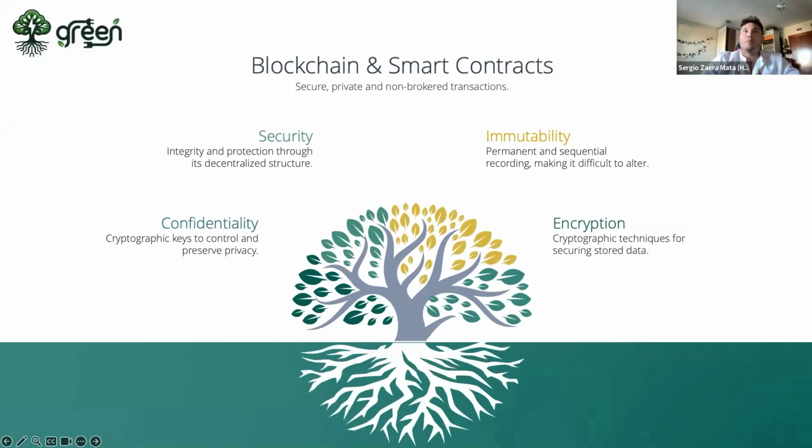So, arriving at the end, why do we use this combination of technologies? Well, first, because blockchain and smart contracts allow us to have security using a decentralized structure; confidentiality, since you can preserve privacy using cryptographic keys; immutability, because you have a permanent record that is almost impossible to alter; and encryption, since you have the data securely stored using cryptographic techniques.